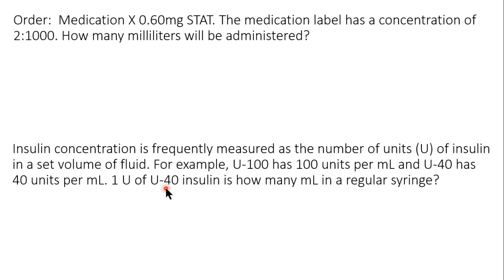Then the second problem is insulin concentration is frequently measured as the number of units of insulin in a set volume of fluid. For example, U100 has 100 units per milliliter and U40 has 40 units per milliliter. 1 U of U40 insulin is how many milliliters in a regular syringe?